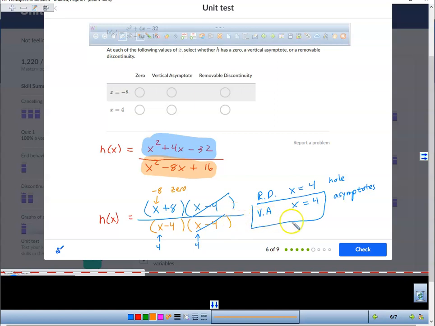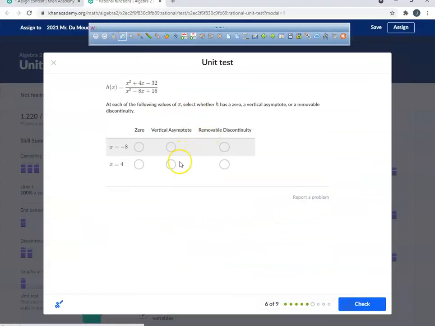But all I'm saying is, just vertical asymptote at 4, 0 at -8. So vertical asymptote at 4, 0 at -8.